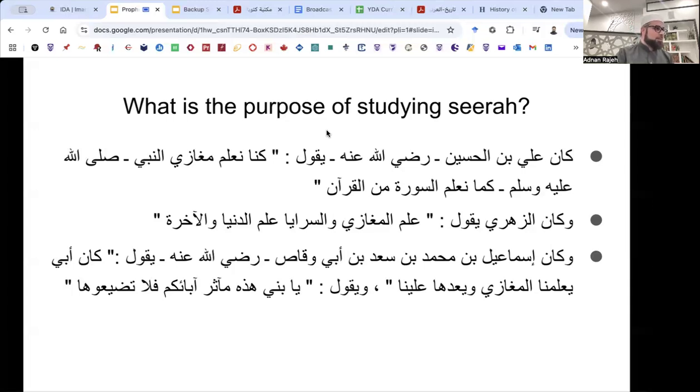Ibn Shihab al-Zuhri, one of the great scholars of our deen, said that the knowledge of learning the seerah of the Prophet alayhi salatu wasalam teaches you the knowledge of dunya and akhirah all at once.